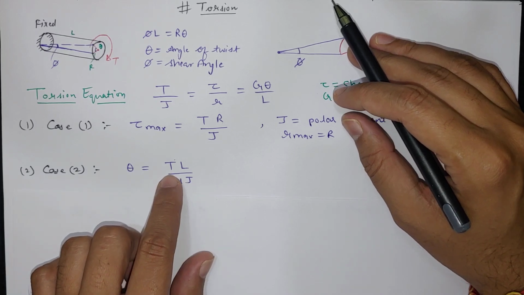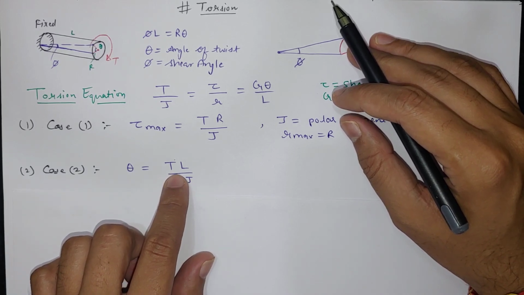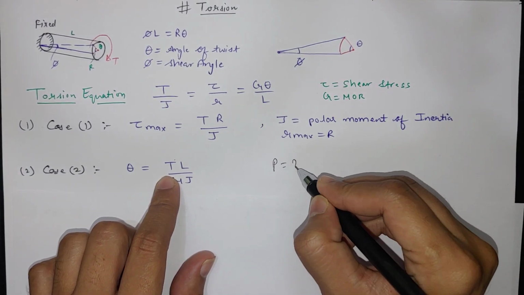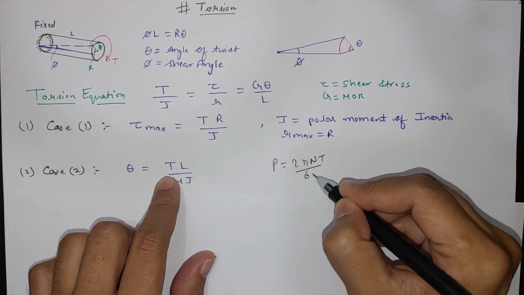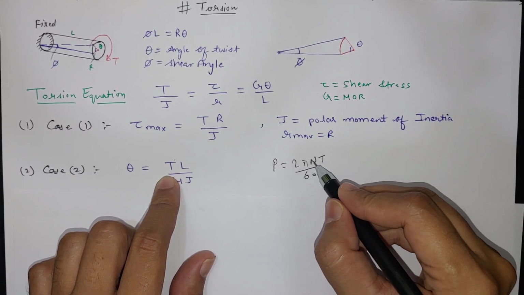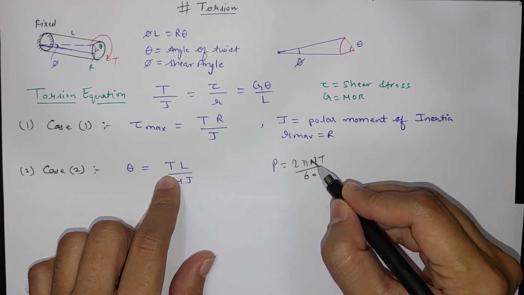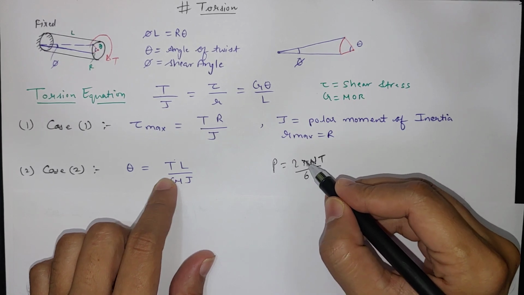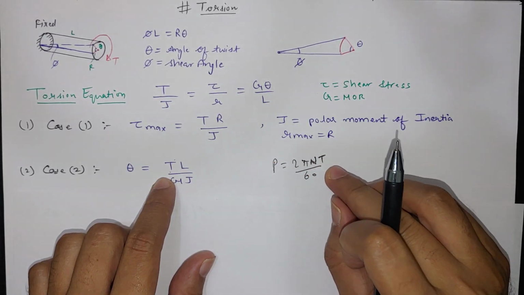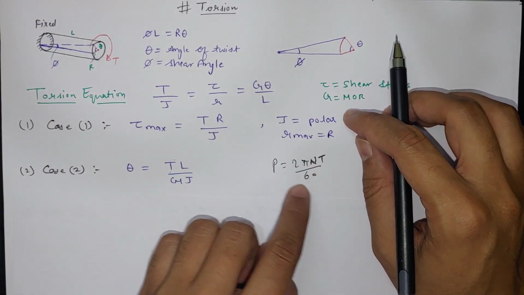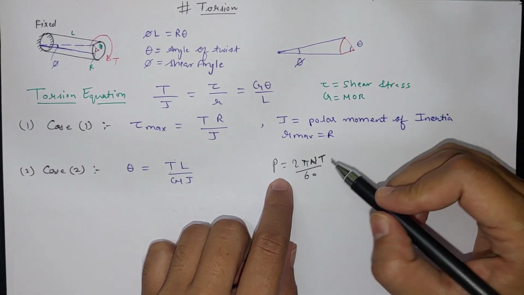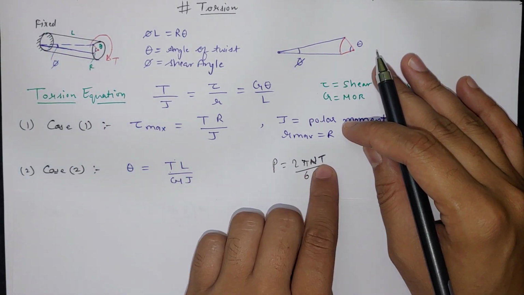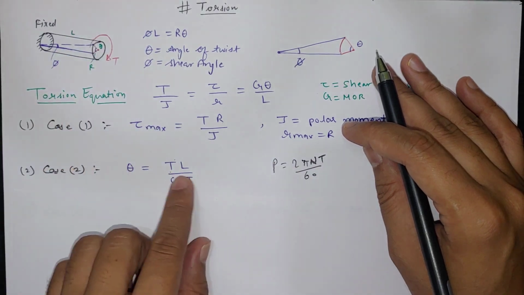Sometimes we get questions of power, and power is equal to 2 pi N T divided by 60. So here the number of revolutions per minute will be given, power will be given, so we can calculate T from here, and then we have to use these equations after knowing T, because sometimes in the question T is not given but the power is given, and the number of revolutions for the shaft is given. So for a particular case of a rotating shaft we can calculate torque from this equation and use it.